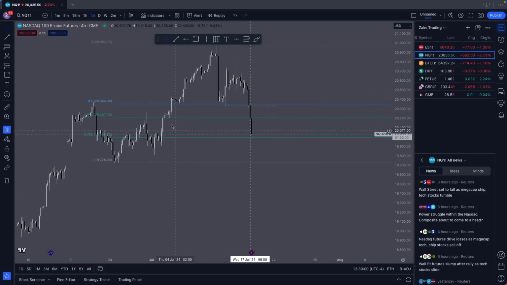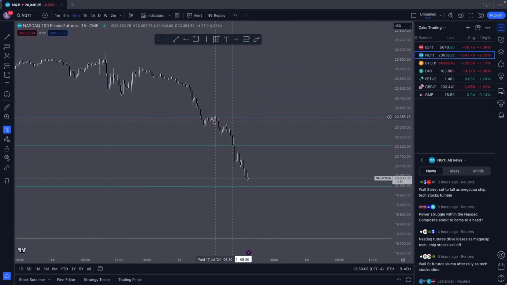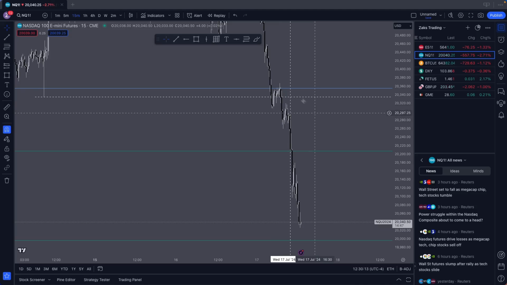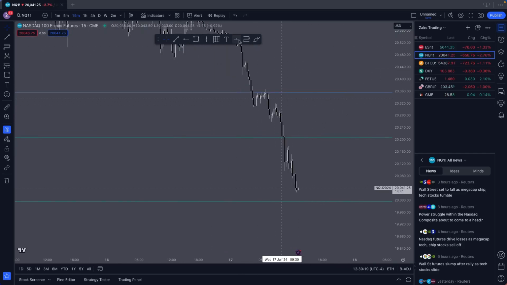I wanted it to go down here somewhere into OTE and go up. So my theory was to sweep these lows here, which it did, and then go up and break structure there. Which if it did that, I would have been trading bullish for the day. But as we can see, it was showing bearish confluences.